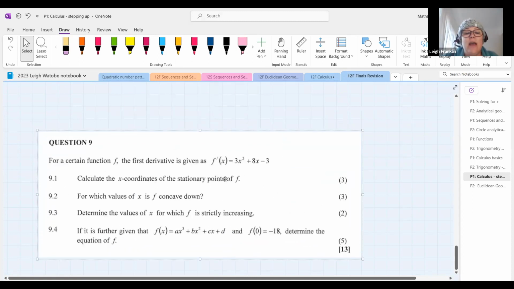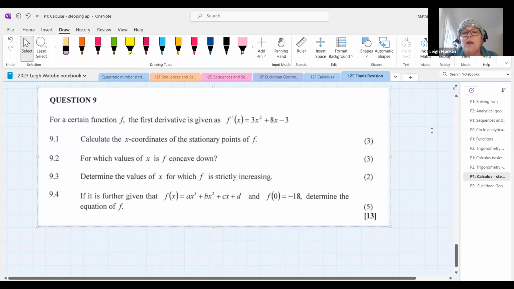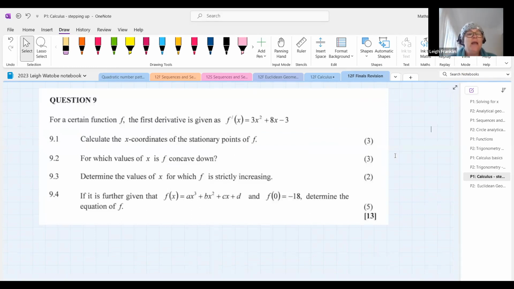Okay, so now let's have a look at this question. Again, it comes out of a past paper, an NSC paper, end of year. It says: for a certain function f, the first derivative is given as f prime x equals 3x squared plus 8x minus 3. They want us to calculate the x coordinates of the stationary points of f. 9.2, for which values of x is f concave down. 9.3, determine the values of x for which f is strictly increasing. And then 9.4, the real reason we're doing this question: if it is given that f of x equals ax cubed plus bx squared plus cx plus d, and f of 0 equals negative 18, determine the equation of f. So here they have given us the information about the graph of the first derivative of the cubic function, and as expected, it's a parabola.